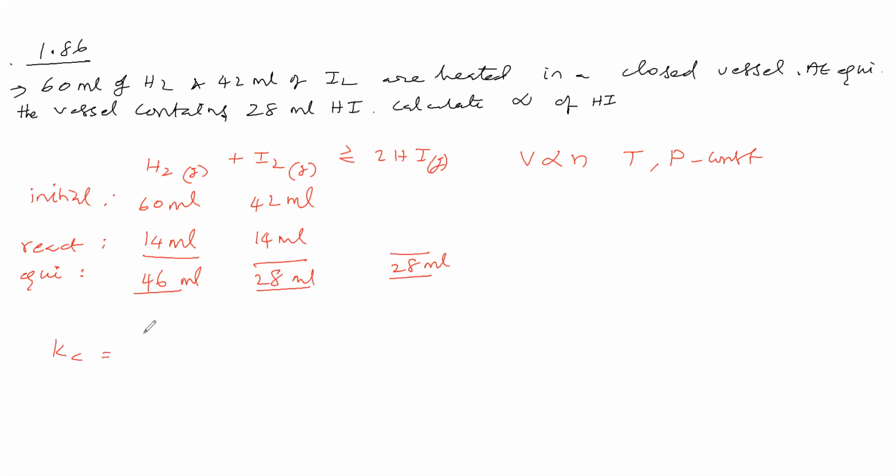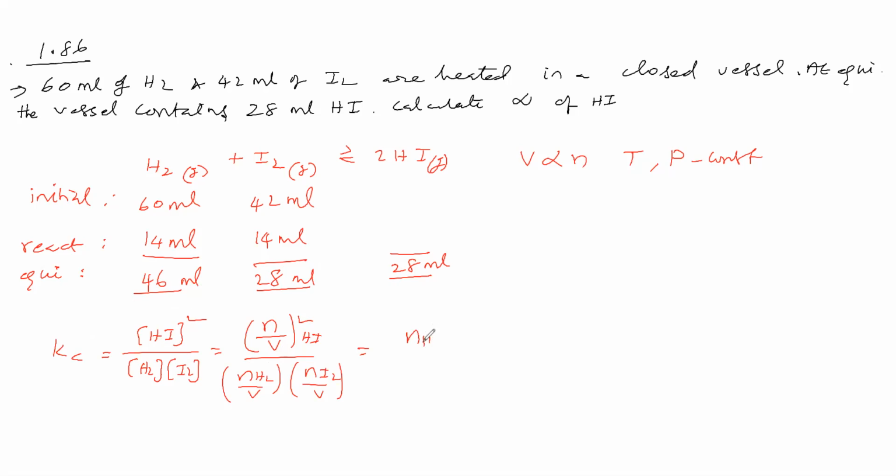Kc is equal to concentration of HI power 2 by concentration of H2 into concentration of I2. Concentration we can write as number of moles by volume of system. Here it is number of moles of HI, now number of moles of H2 by volume of system, number of moles of I2 by volume of system. Volume of system gets cancelled. So number of moles of HI square by number of moles of H2 and number of moles of I2.